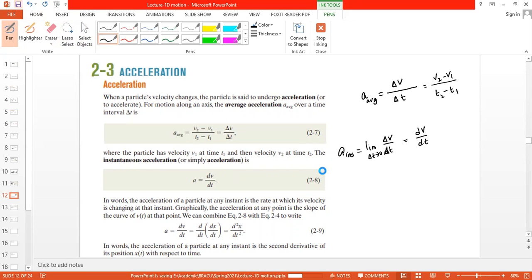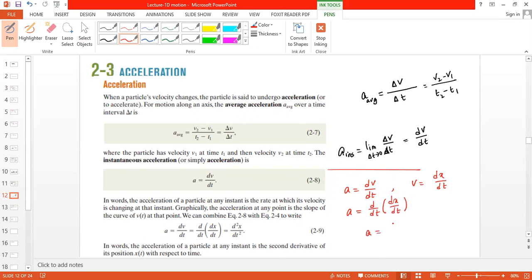Now one thing from here you can see, your instantaneous acceleration is basically defined as a equal to dv over dt. And also we know v equal to what? v equal to dx over dt, right? তাহলে we can say acceleration a equals d dt of v, where v is dx over dt. So acceleration is basically equal to d square x over dt square.